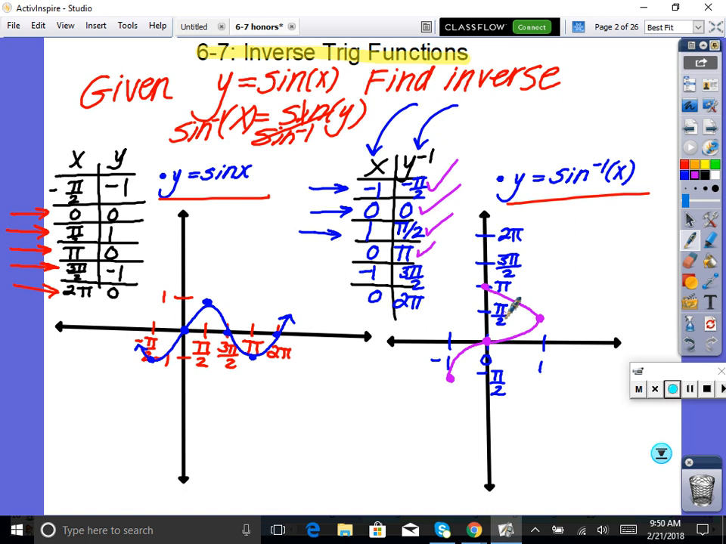Which would make it not a function. So we've got to stop because this is bad news. We need to keep it a function. So instead of continuing this, we're going to stop and only graph this up to where it was a function. It stopped being a function after pi halves. Does everybody see? So we only graph sine inverse on this interval from -1 to 1, and then from negative pi halves up to pi halves.